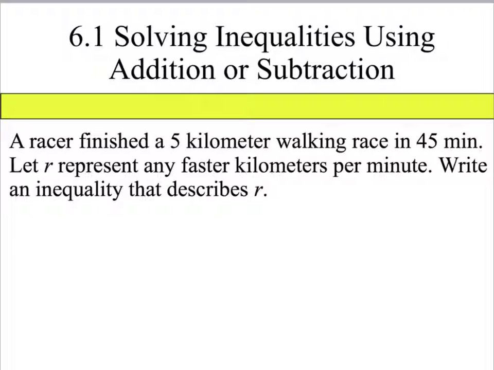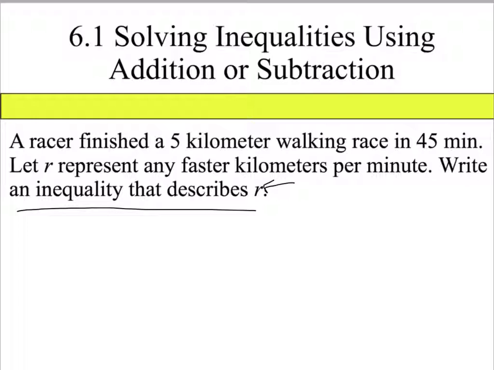Okay, awesome. Next, this is the final slide of the day. It says, a racer finished a 5-kilometer walking race in 45 minutes. Let R represent any faster kilometer per minute. Write an inequality that describes R. So we're going to use R as our variable. I want you to see if you can come up with an inequality, and I want you to solve that inequality. You don't have to graph. It just says write an inequality, but I also want you to solve that inequality. So pause now, see if you can come up with it. Fantastic. Good luck.